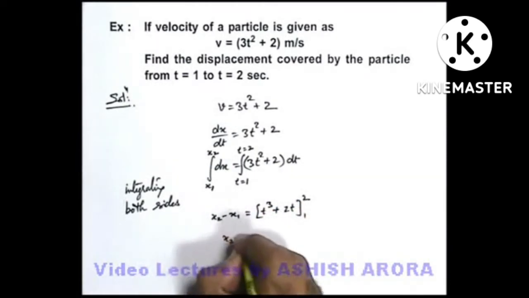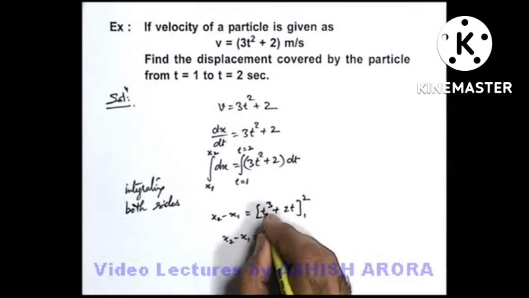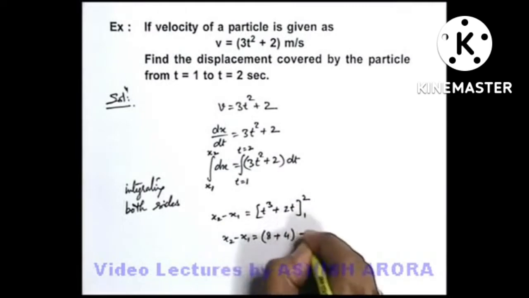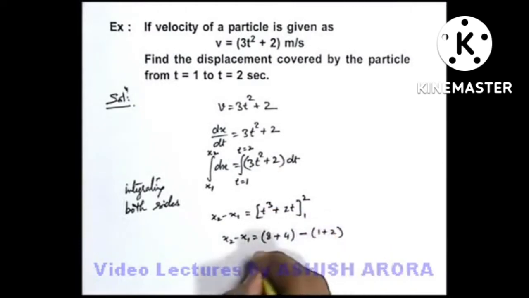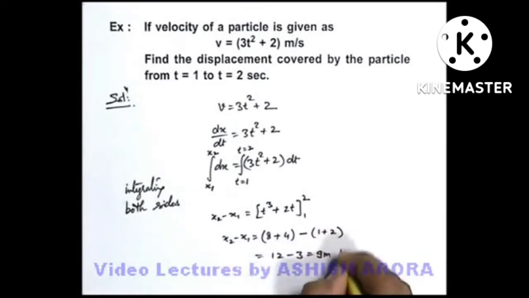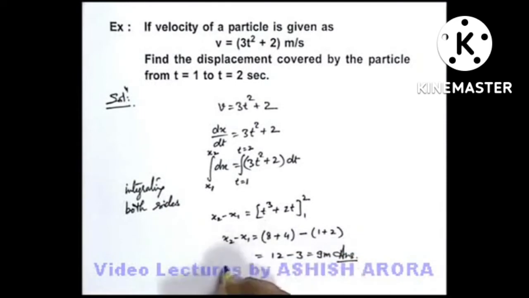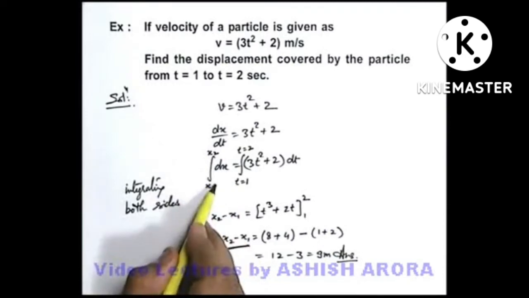So here x2 minus x1, that is the displacement from t equals to 1 to 2, can be directly calculated by substituting the limits. If we put the upper limit, this will become 8 plus 4, minus, we substitute the lower limit, it is 1 plus 2. So this will give us 12 minus 3, that is equal to 9 meters, which is the answer to this question. In this question, we have directly calculated the displacement just by substituting the corresponding limits.